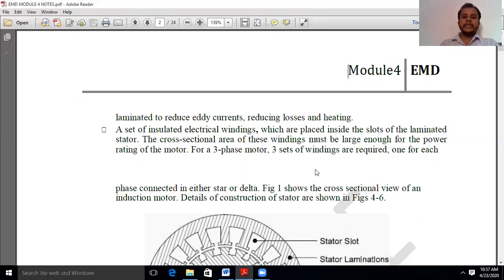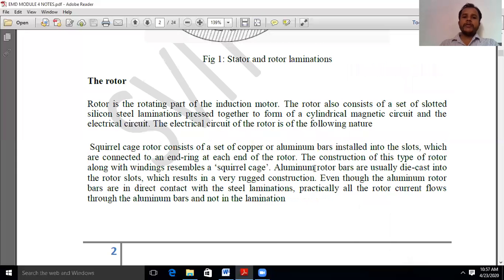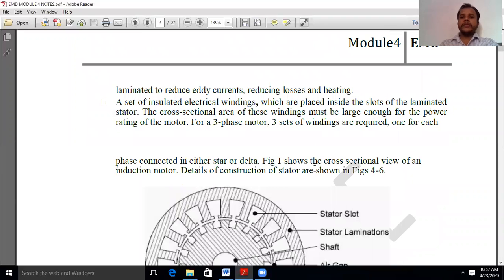Again, in the stator, there are a set of insulated electrical windings which are placed inside the slots of the laminated stator, and the cross-sectional area of these windings must be large enough for the power rating of the motor. For a three-phase motor, there are three sets of windings required, one for each phase, connected in either star or delta.